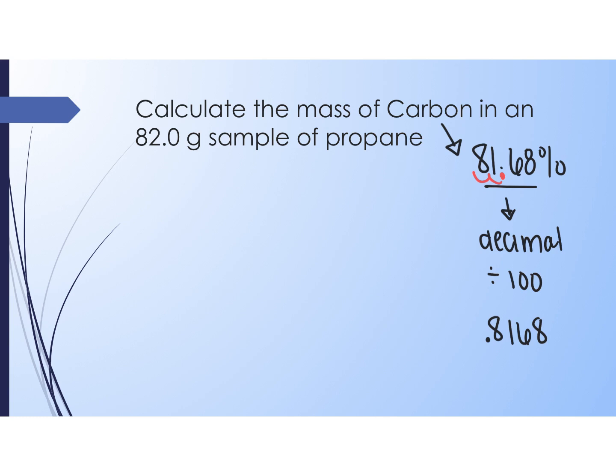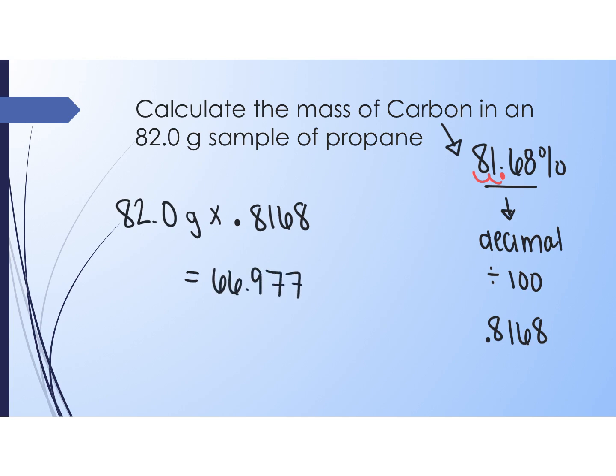So then to figure out 81.68% of 82, we're just going to take 82.0 grams and multiply it by the decimal form of that percent. So multiply it by 0.8168. And that'll tell you what's 81.68% of 82. So if you multiply those numbers, what do you end up getting? 66.9776.